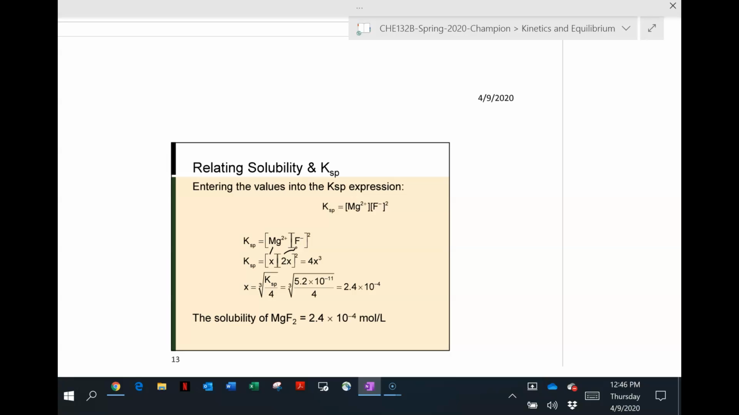And the solution for that will be the cube root of the Ksp value divided by 4. And the Ksp we were told before is 5.2 times 10 to the negative 11th. So divide that by 4, take the cube root, and we get 2.4 times 10 to the negative 4th, which is the molar solubility of the magnesium fluoride.